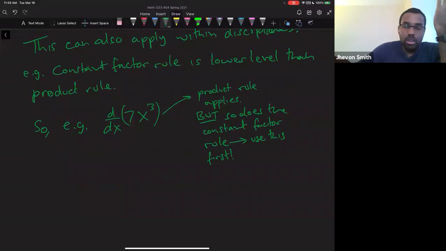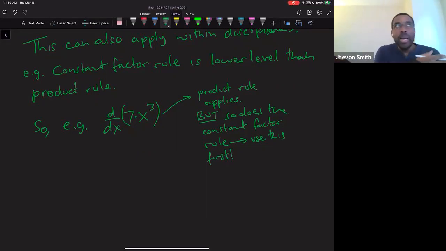Don't just automatically say, oh, it's a product, isn't it? It's 7 times x cubed, and I just know that if I have something times something, I do the product. No, one of the things is a constant, right? There's a lower level rule that applies here. Just leave the 7 alone and differentiate the x cubed, right? So you don't want to go through the derivative of the 7 times the x cubed plus the x cubed times the 7 times the derivative of the x cubed.